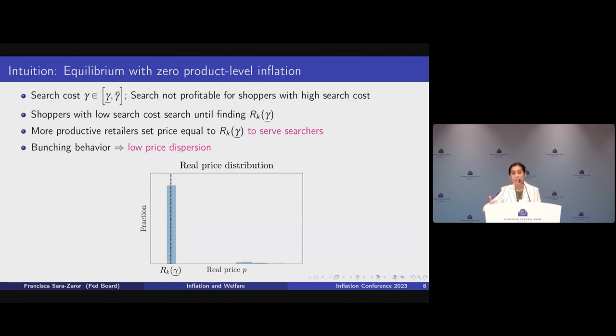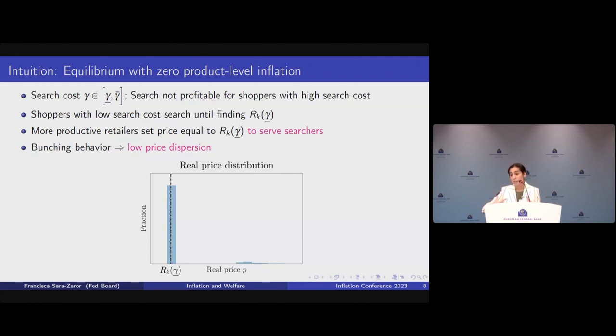So the ones that are going to be searching are the shoppers that have a very low search cost. These shoppers that have a low search cost will all have a reservation price that is very similar, and that I am going to denote by RK of gamma lower bar. So these shoppers that have a very low search cost and that are a relatively high density in the market will search until they find a very, very low price offer.